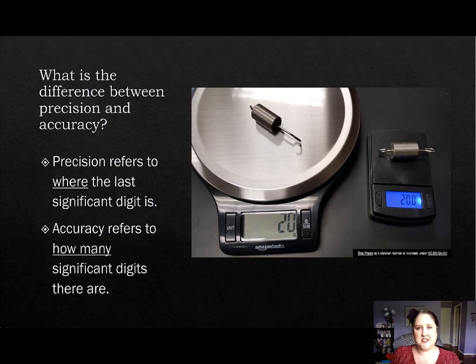And so in this section, you'll be learning how to count the number of significant digits and then how to determine when you have a number that's more precise and how to determine a number that's more accurate.